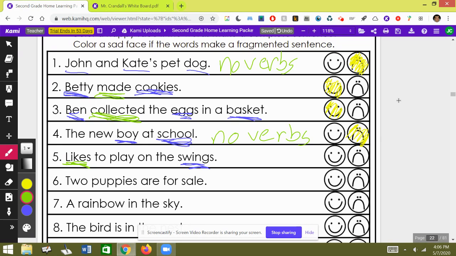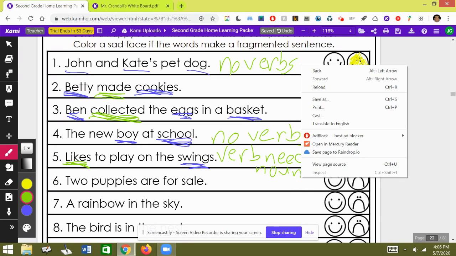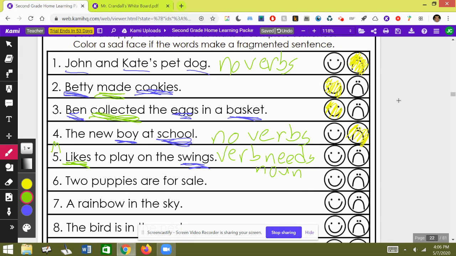In other words, yes, friends, normally the rule is you have to have a noun and a verb. But you can't just have a verb that doesn't have a noun talking about it. We call that a subject. You'll learn that later. Basically, likes to play on the swings. There's no subject. In other words, verb needs noun. Let's see if I can fit that. In other words, maybe Mr. Crandall. Oh, that'll have to be blue because it's a noun.